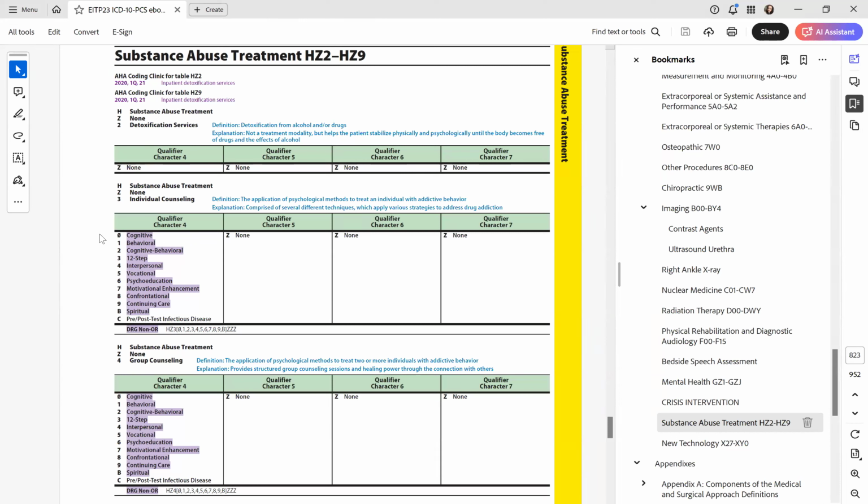That's where most of the confusion comes in with some of these. If you look over here, we have all the different types of behavioral therapy, counseling, if you will. We have cognitive, behavioral, 12-step, interpersonal, vocational, psychoeducation, motivational enhancement, all these things that are used in terms of substance abuse treatment, right? So again, once you get to the correct table for substance abuse, it's all fairly straightforward.